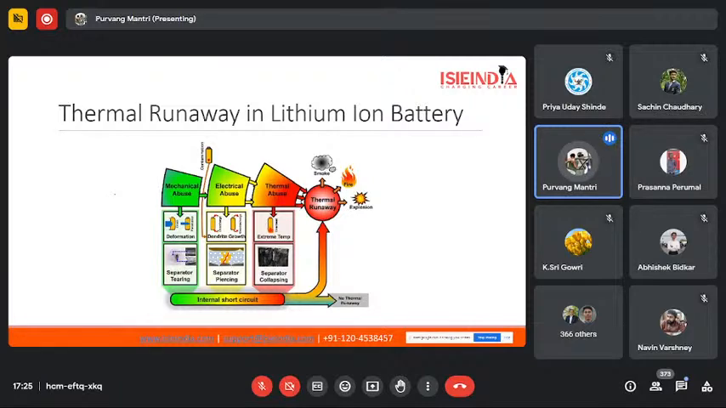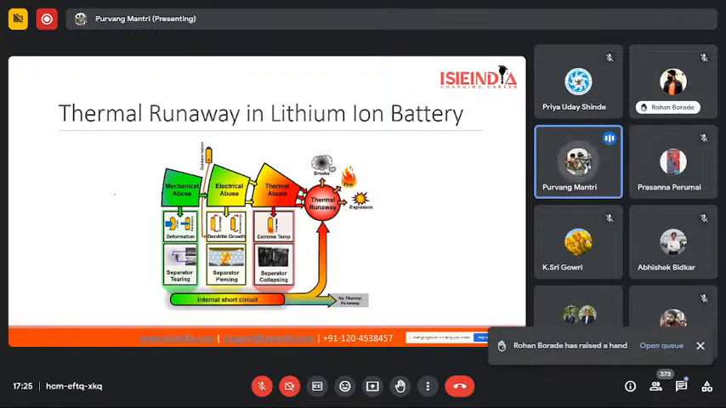Simultaneously, we have the second reason, which is electrical abuse. In electrical abuse, overcharging and over discharging a lithium-ion battery can result in the formation of dendrites. Dendrite formation would rupture the separator and short circuit the anode and cathode material. That can lead to tremendous heat generation and fire. And lastly, we have thermal abuse, in which external heat can increase the temperature of the battery cell, and it can rupture the separator and lead to internal short circuit and thermal runaway.